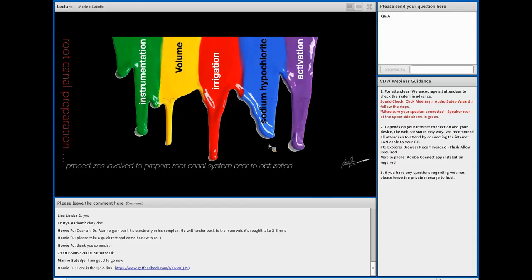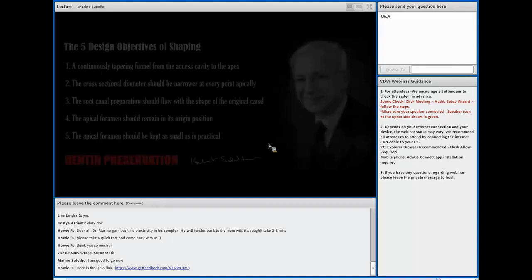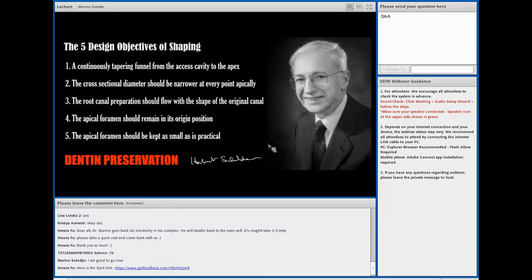In this instrumentation, we need to create some volume in order to cope with our irrigation protocol. In this case, mainly sodium hypochlorite. And then how we can activate this sodium hypochlorite in order to clean and digest all the tissue inside the root canal systems. I think all of you know this concept of shaping.